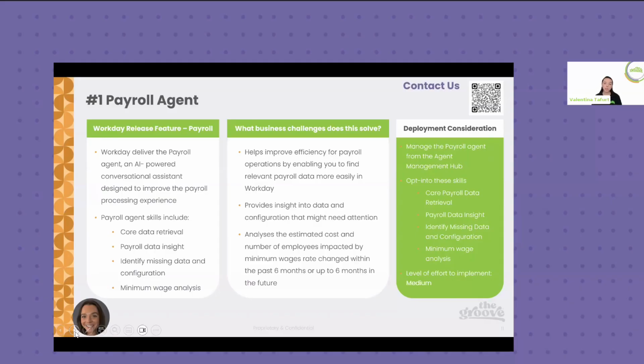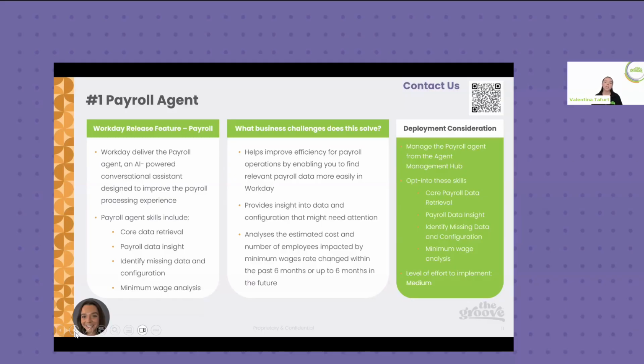So what business challenge does this solve? It's helping us be more efficient and helping us provide more insight, easier to reach, and it can also give us more information about our tenant, right? And things that maybe it would take us a while to figure out ourselves. The agent can run analysis in the background to really give us insightful information that hopefully can not only help us with our configuration, but also with our payroll processing as a whole.